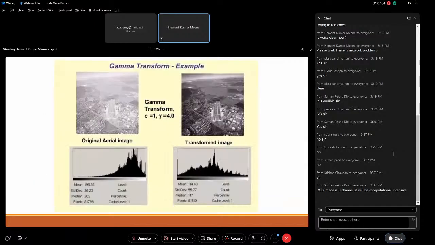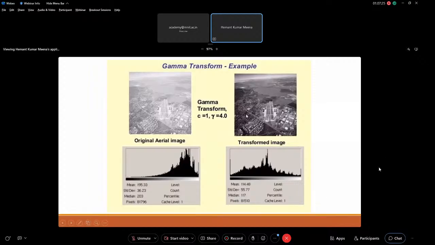Another example is the spatial view. If you take an aerial view of any city, you can see the original image, and here you can see the real application. In the transformed image, when gamma equal to 4, which is greater than 1, things are far easier to visualize than in the original aerial image.